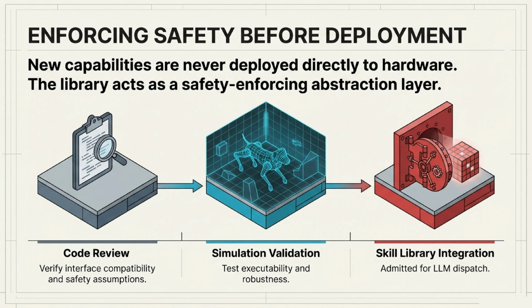And we don't just trust these skills out of the box. We enforce safety before deployment. New capabilities are never, ever deployed directly to the hardware. First, they undergo a strict code review to verify interface compatibility. Then, they move to simulation validation to test robustness. Only after passing both stages are they integrated into the skill library and admitted for the LLM to use.